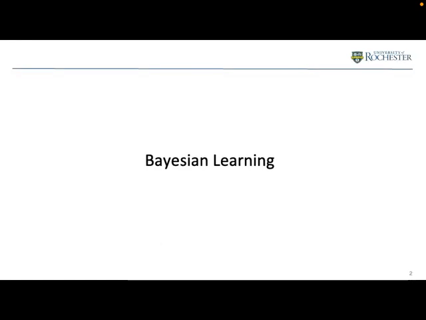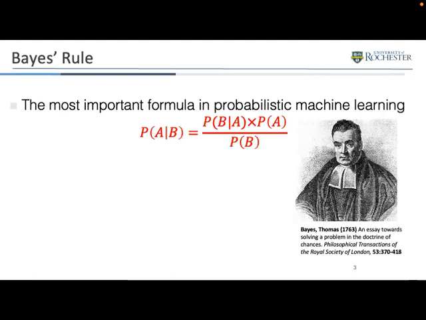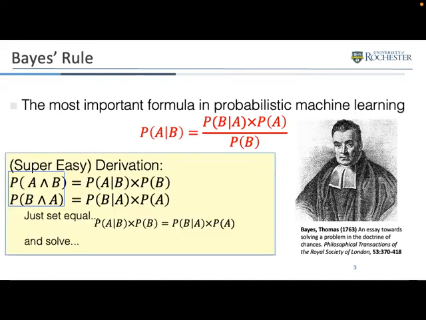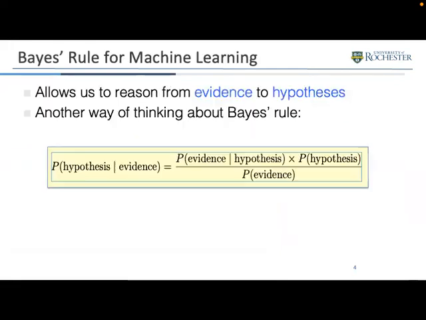to get some background on the Bayes theory, which is the most important formula in probabilistic machine learning. It is given by P(A|B), the probability of A conditioned on B, which equals P(B|A) times P(A) over the probability of B. From this very simple formula, we can get two easy derivations. One is the joint distribution of A and B, which is P(A|B) times P(B). The other is vice versa. So we can set them equal and solve some of the problems.